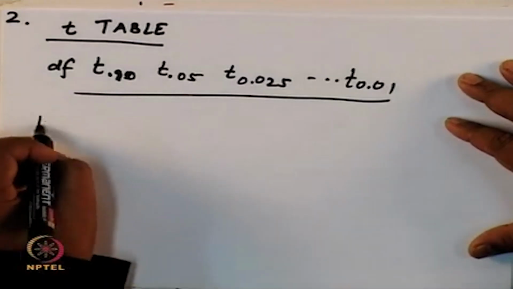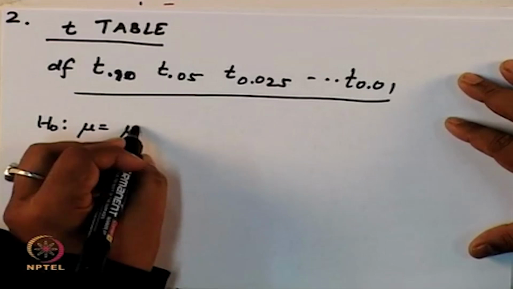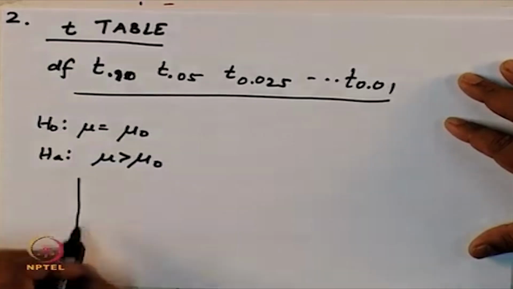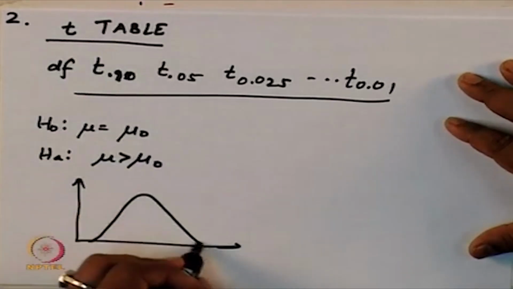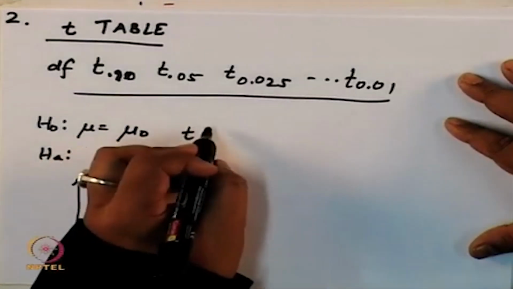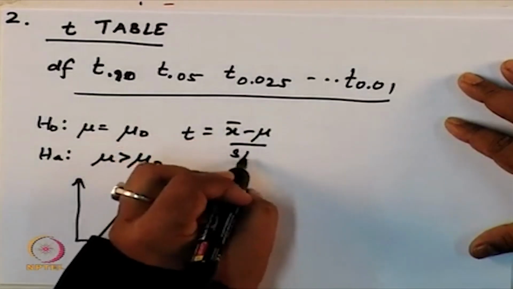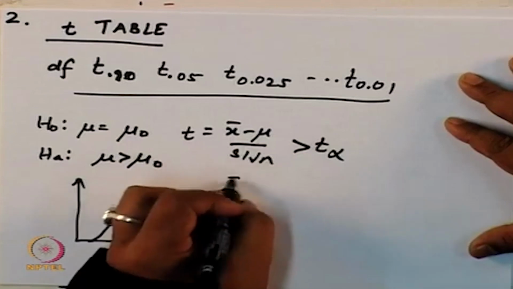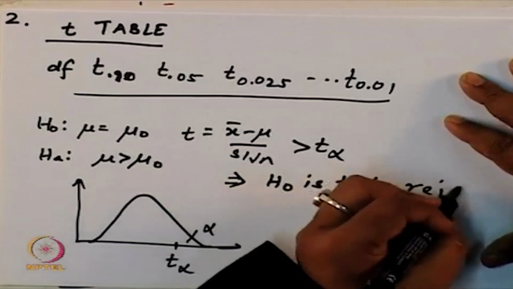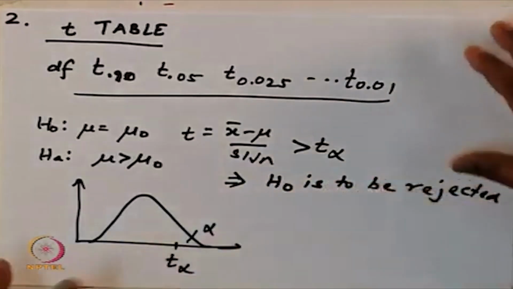So, for a t test your hypothesis is mu equal to mu naught, and let us say your alternate hypothesis is mu greater than mu naught. For a given value of alpha you will find t of alpha, and if your t value, x bar minus mu by s by root n, is greater than t alpha, this would imply that H naught is to be rejected. So, t is used for small samples when estimating the population mean or differences in population means.